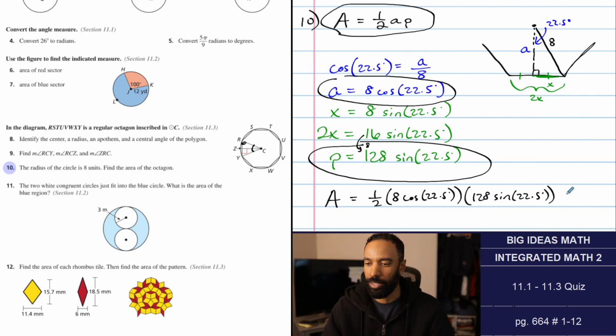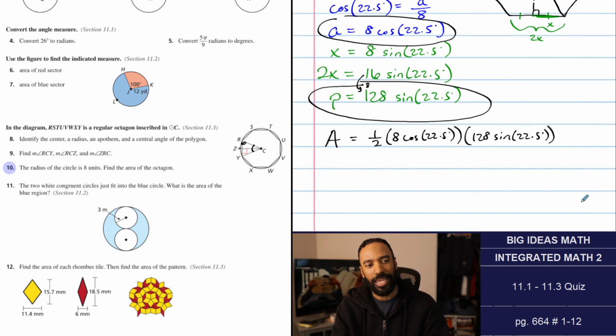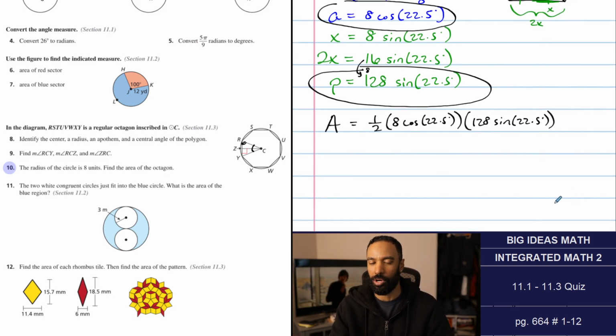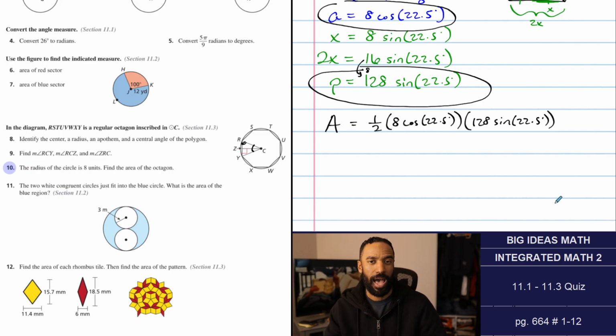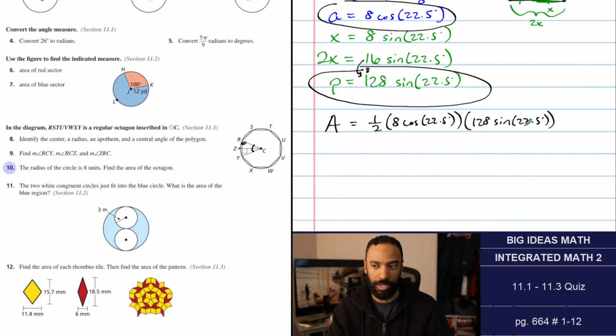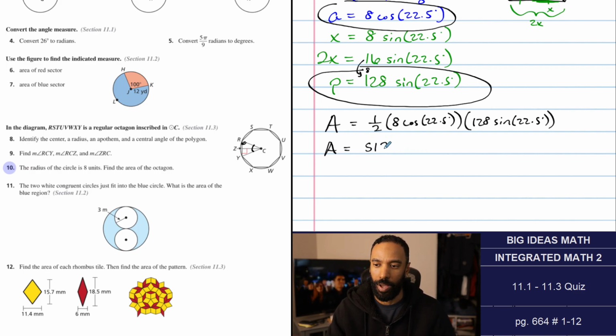And we'll use our calculator to get a rounded value. It was in section 11.3 where we started rounding to the nearest tenth for some reason. I think I was following the textbook in saying that, but I don't know if that's going to be totally accurate. If I were to write an exact answer first, however, 1/2 of 8 is 4, and 4 times 128 is 512. So we get 512 times the sine, I like to write sine first, sine of 22.5 degrees times the cosine of 22.5 degrees.